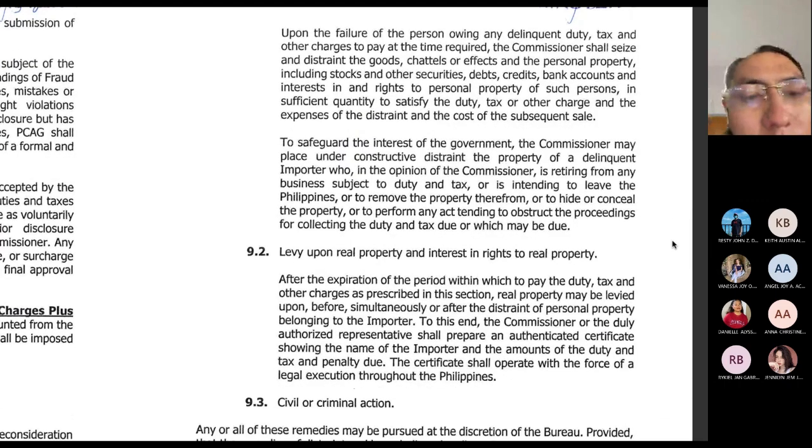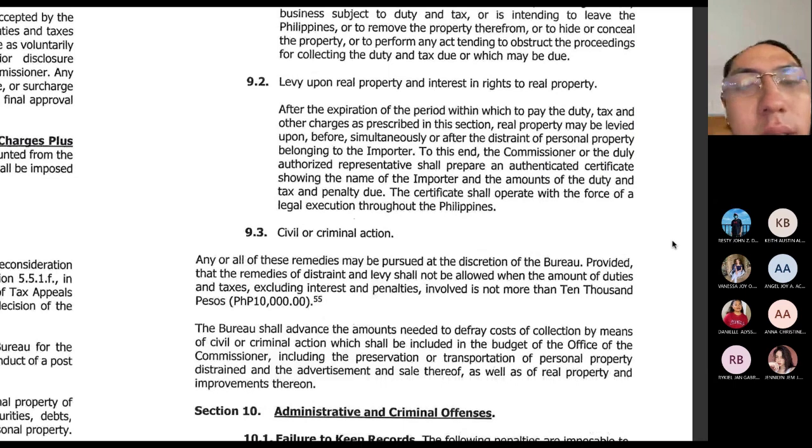Section 9.2 Levy upon real property and interest in or rights to real property. After the expiration of the period within which to pay the duty, tax, and other charges, as prescribed in this section, real property may be levied upon before, simultaneously, or after the restraint of personal property belonging to the importer. To this end, the Commissioner or the duly authorized representative shall prepare an authenticated certificate showing the name of the importer and the amounts of the duty, tax, and penalty due. The certificate shall operate with the force of legal execution throughout the Philippines.